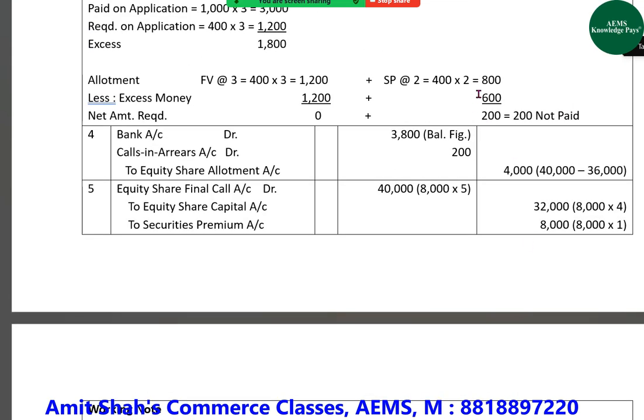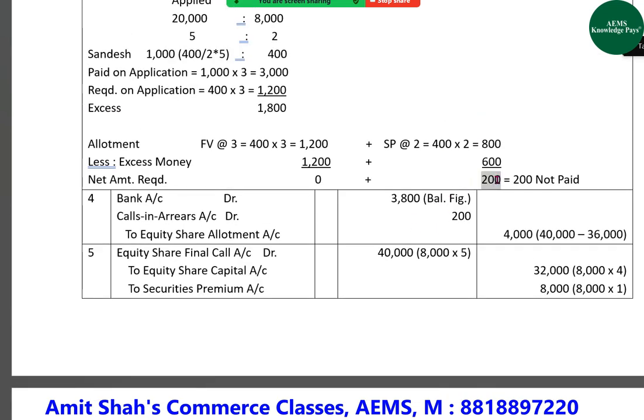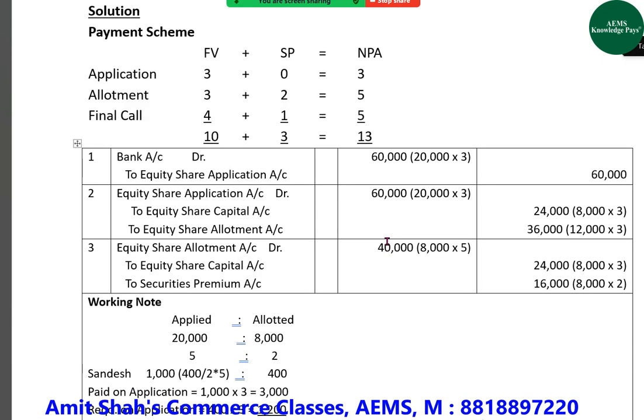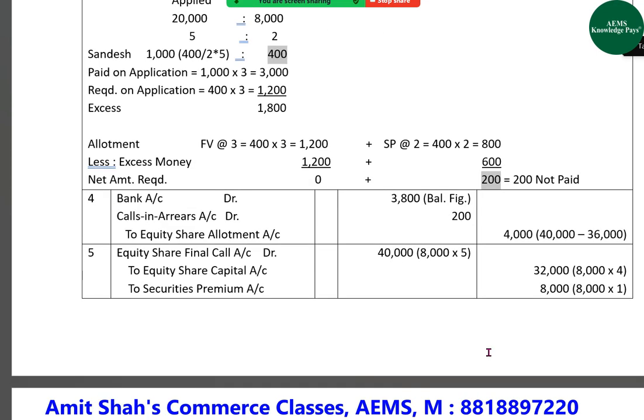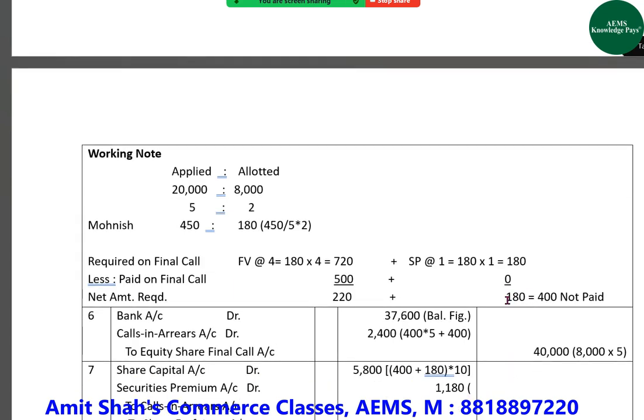Sorry, it is 200, I took 600. Sandesh's premium amount was 200. So 200 plus 400 into 1, that is 600. 600 plus 180, that is 780. Correct, that is 780. So 200 of allotment and 400 of final call is Sandesh's, plus 180 is Monish's.